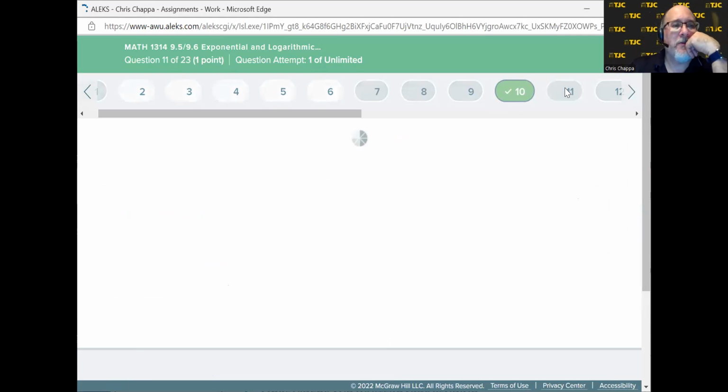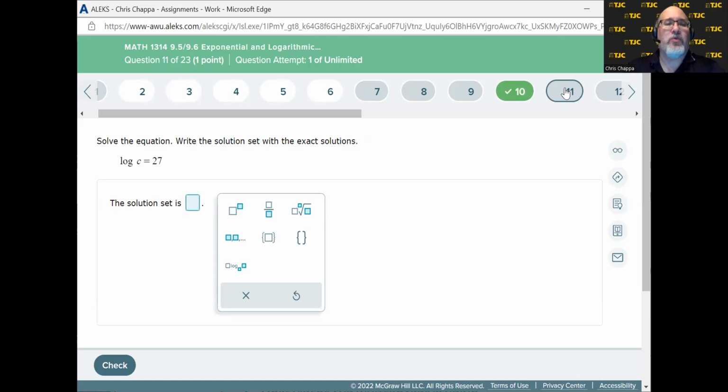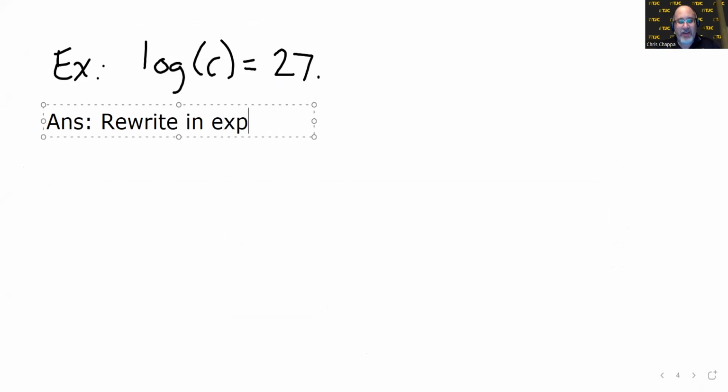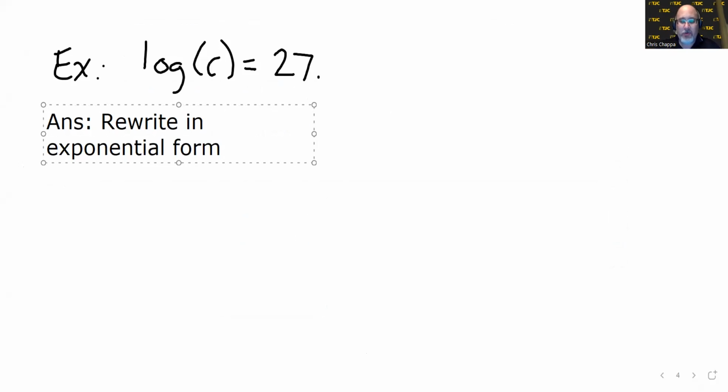Let's see. What's this one? Oh, let's do this one. Log. Well, there's no base written. Log of c is equal to 27. Well, we're still going to start by rewriting this in exponential form. But in order to do that, we have to know what the base is.